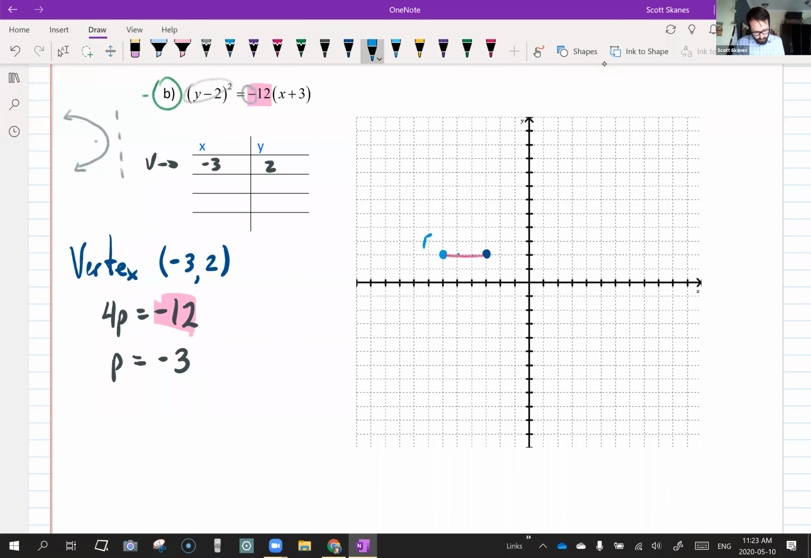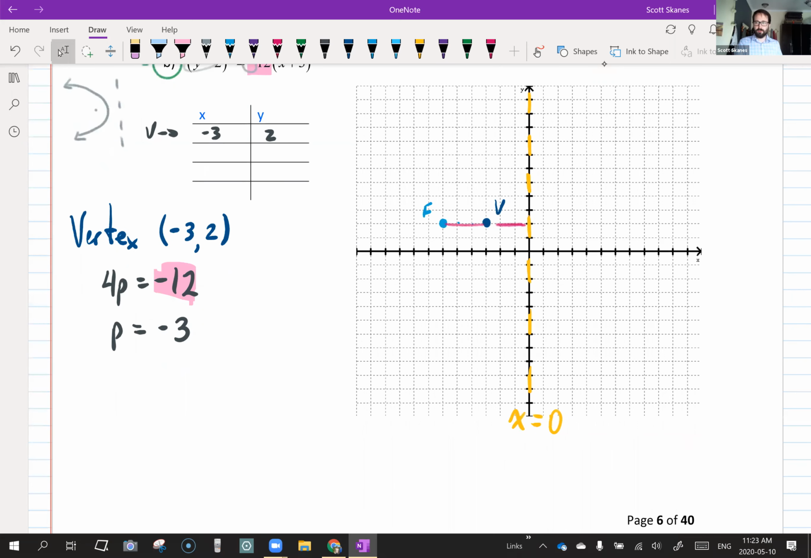That's my focus. This is my vertex. I can already draw my directrix if I want. It's 3 back the other way. And I already know the equation for that. It's going to be x equals 0 because of the way that it's set up. So I already know these coordinates.